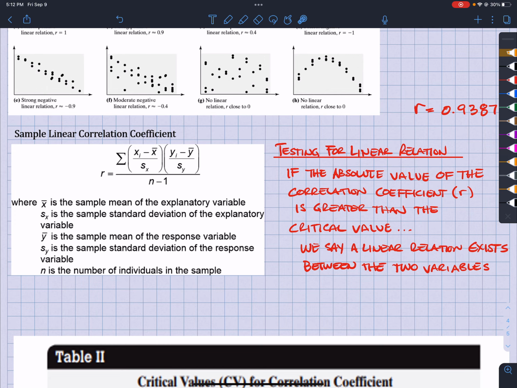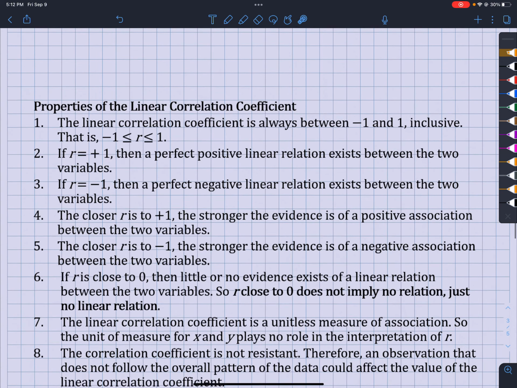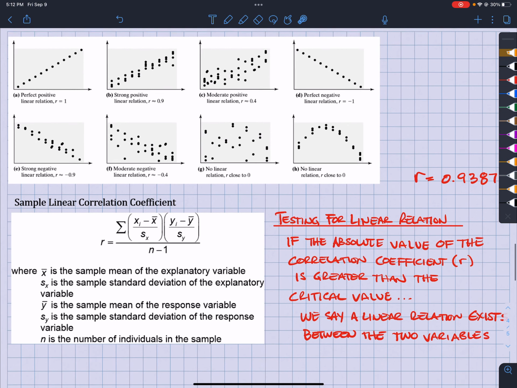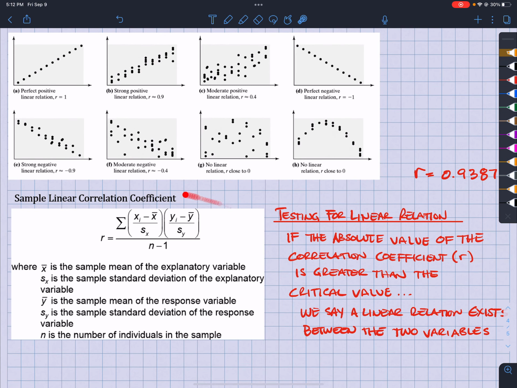And then divide by n-1, where n is really how many points we have, which in this case, luckily, is only 1, 2, 3, 4, 5, 6, 7, 8. So it's not as bad, but it's still plenty, right? 8 is still plenty. So be hopeful that we have calculators that can actually do that for us, okay? However, we do need a test for linear relation. So if the absolute value of the correlation coefficient R is greater than the critical value, we say a linear relation does exist between two variables.